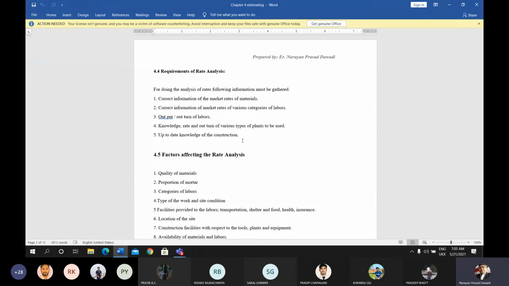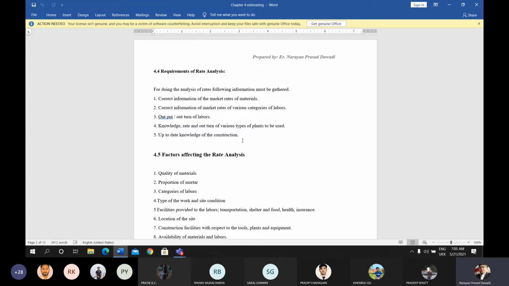Correct information of market rate of the material. The rate of the material may be changed. Sometimes the cost of the material may rise. Sometimes it may fall down. That's why the correct information of market rate of material must be known to calculate the per unit item cost.